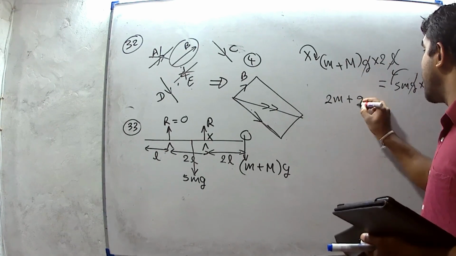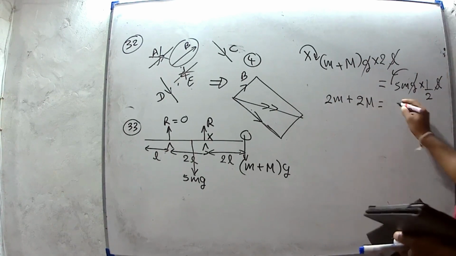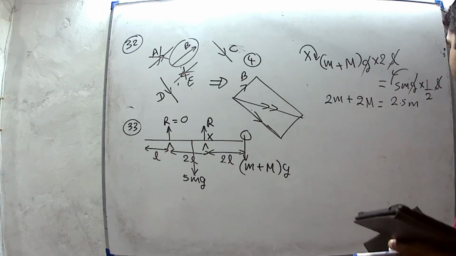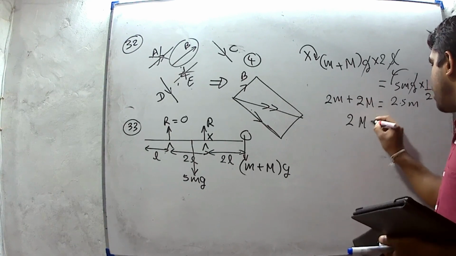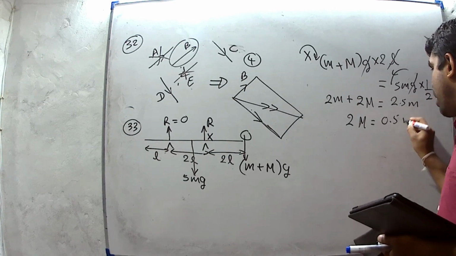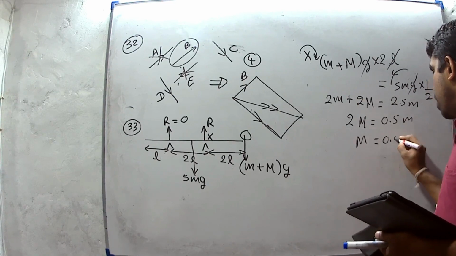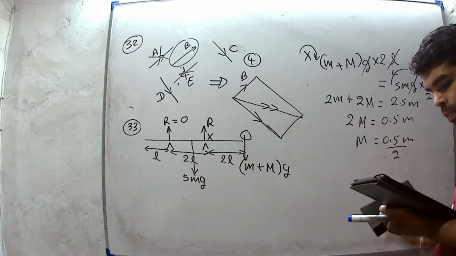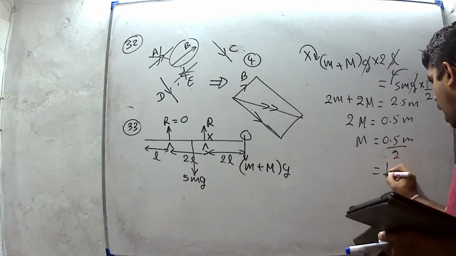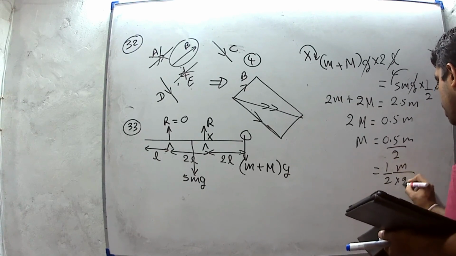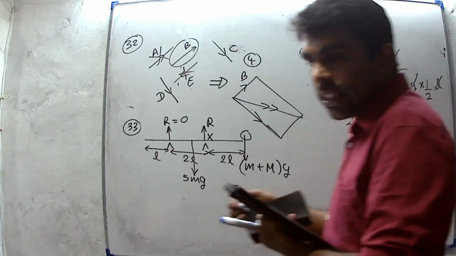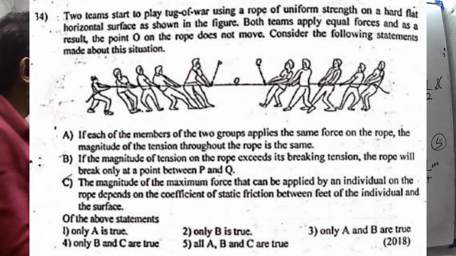2m plus 2 capital M equals 2.5m. Then we can get 2 capital M equals 2.5m minus 2m, 0.5m. M value is 0.5m divided by 2. It means half m divided by 2, one over four m. Then the answer is 5 for question number 33. Question number 34.